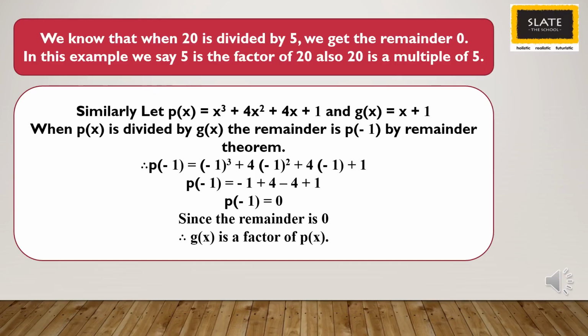That means in the place of x we are substituting minus 1 in the polynomial P of x. So P of minus 1 equal to minus 1 whole cube is minus 1, minus 1 whole square will become plus 1, 1 into 4 is 4. Now plus 4 into minus 1 becomes minus 4 plus 1. Minus 1 plus 1 and plus 4 minus 4 get cancelled. Then P of minus 1 will become 0. Here the remainder is 0. Then we can say the divisor g of x is a factor of dividend P of x and P of x will become a multiple of g of x.